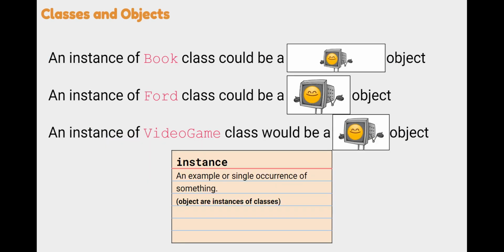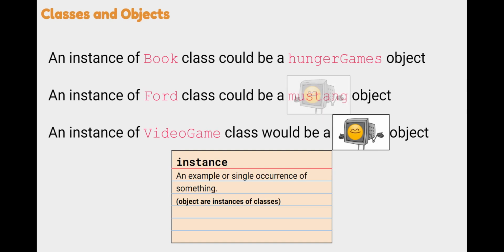So we're going to look at those sentences in each of the different ways. In this first one, we want to know what could be an instance from these different classes. So look at these classes and see what kind of object you would make from this class. If we had a book class, we could make a Hunger Games object. Yep, I picked Hunger Games. District 11 represent. If we had a Ford class, we could make a Mustang object. And if we had a video game class, we could make a Pac-Man object.